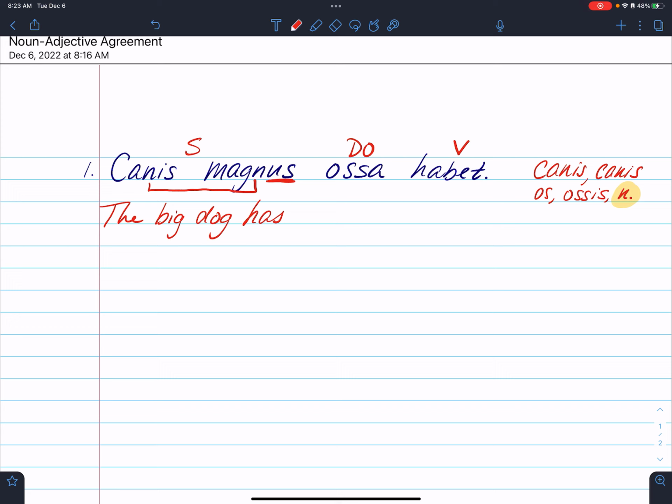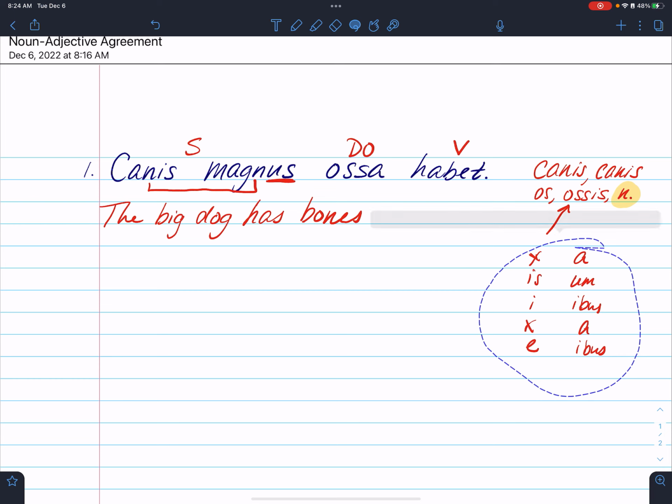So let's think about this, right? So ossis is third declension. Let's go through our endings real quick. And it's neuter, right? And then the neuter rule states that they both end in a short a in the nominative and accusative. So ibus, ibus. So it's has bones. Yep, has bones. It has to be plural. Okay. Any questions so far?